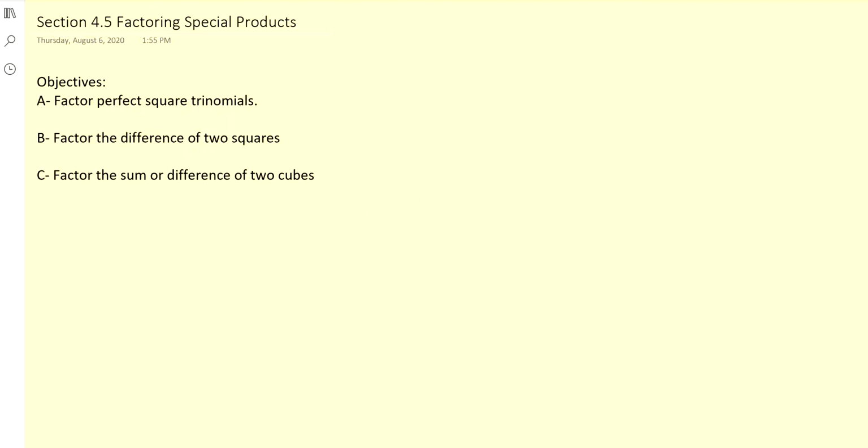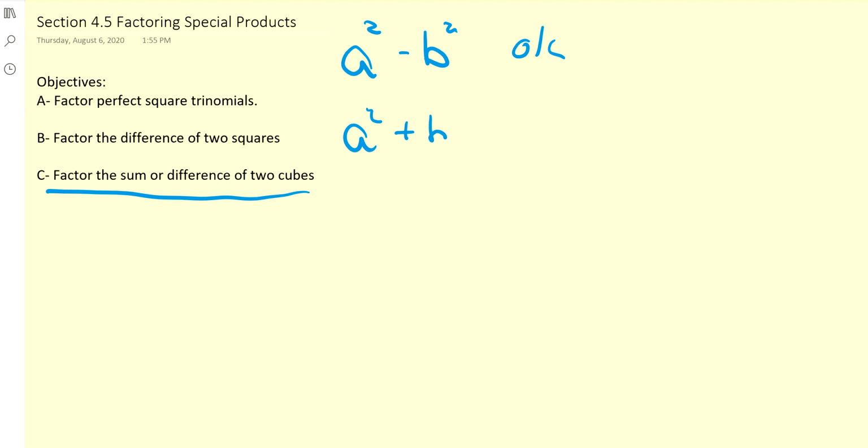All right, lastly, objective C here. It's to factor the sum or difference of 2 cubes. Now notice in B, we've got factoring the difference of 2 squares, which we're able to do. We were not able to factor the sum of 2 squares. So we cannot do that. A squared minus B squared is okay, but A squared plus B squared is not okay. You can't factor that. When we factor the sum or difference of 2 cubes, we can do the sum or the difference. We're able to.